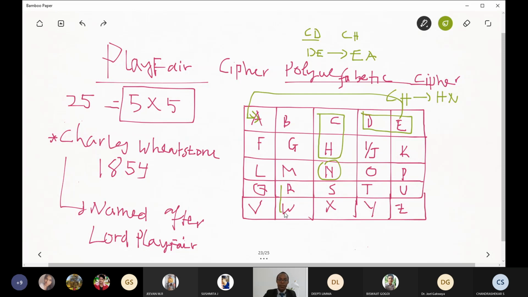RW is a plain text. Sir? Yes, please. Somebody's asking. Go ahead.